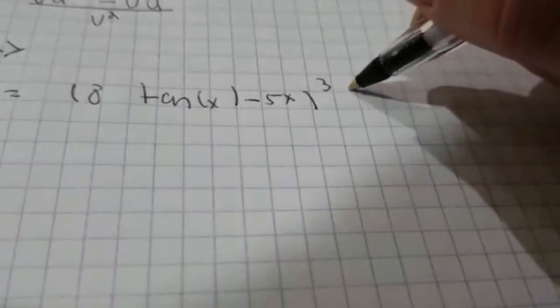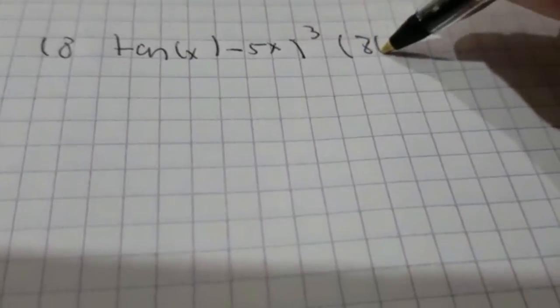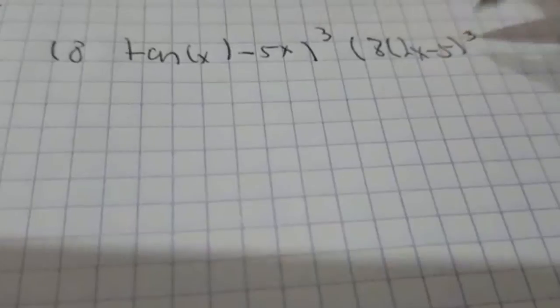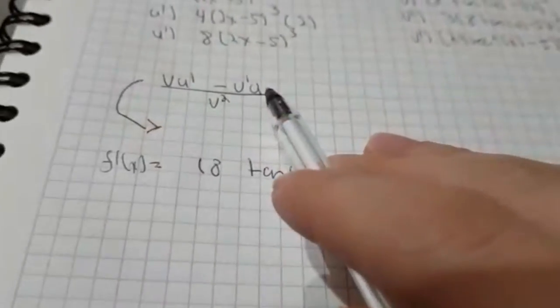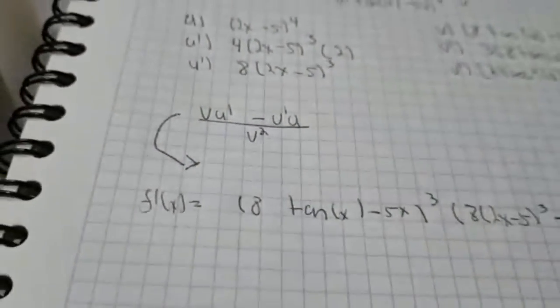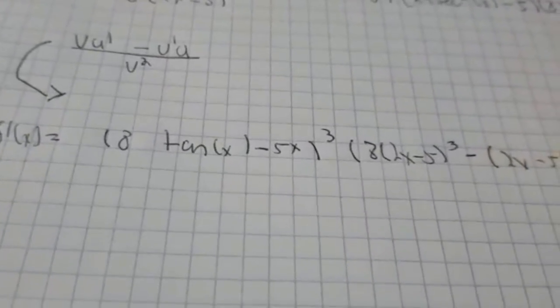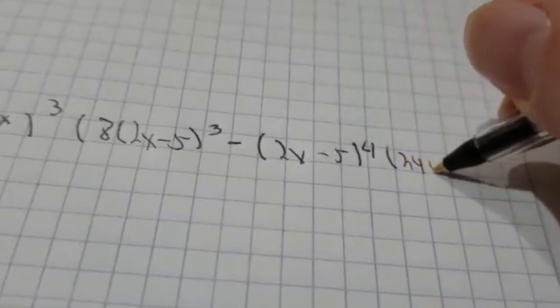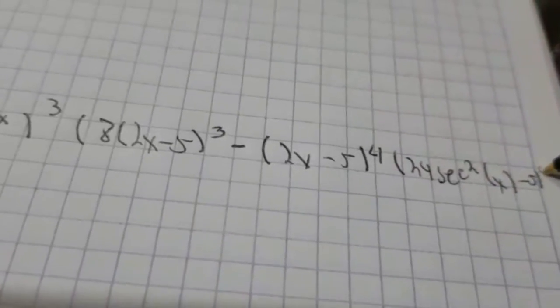Remember, everything this was cubed, and we're going to multiply it by the derivative, which would be this 8 2x minus 5, just like that. And then all that, we're going to subtract from the other expression, that would be this one. Okay, so the other one would be, for example, this. We're going to have 2x minus 5 to the 4, and then times the derivative would be 24 secant squared of x minus 5 to the 4.